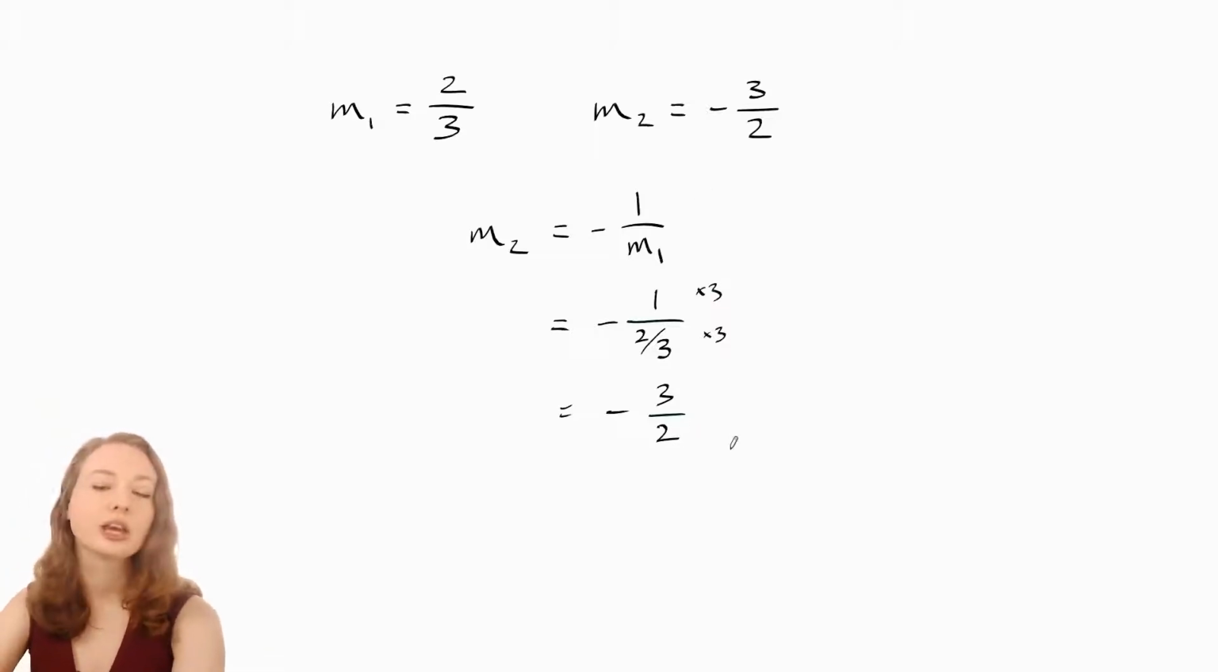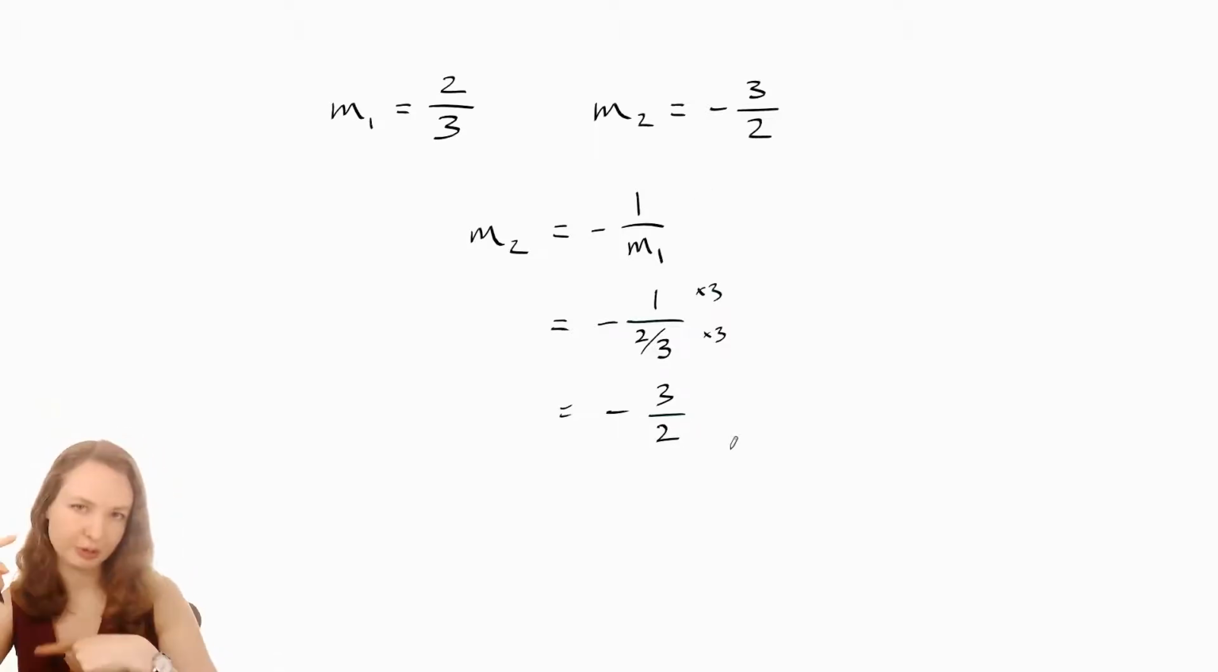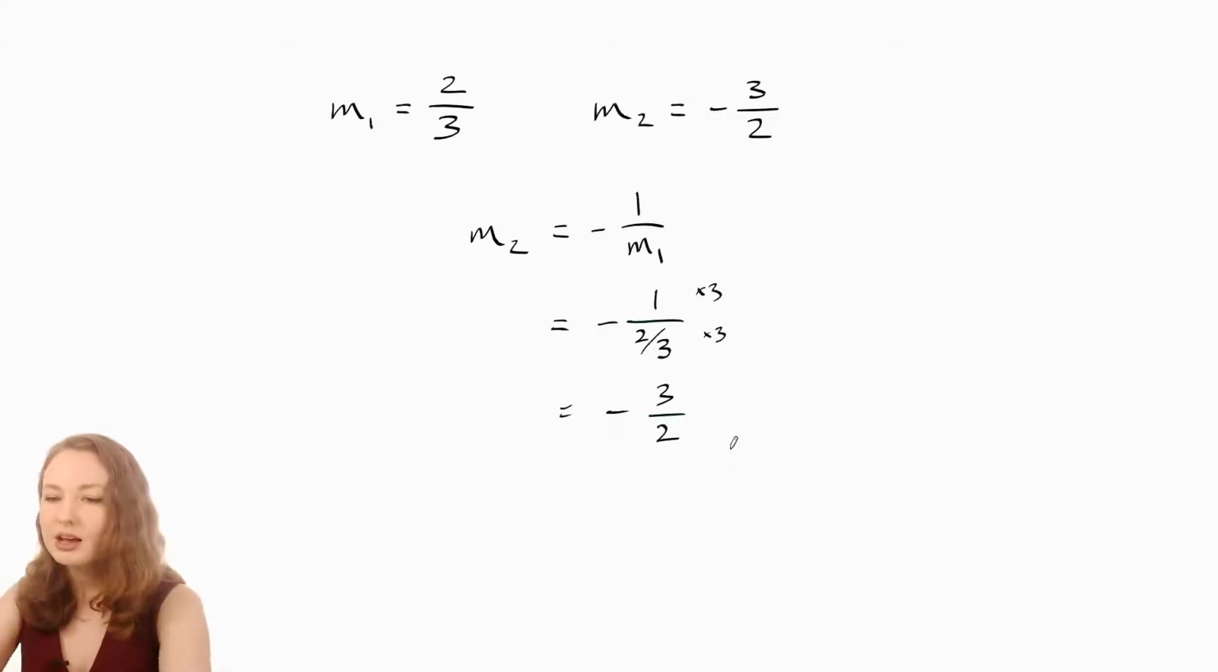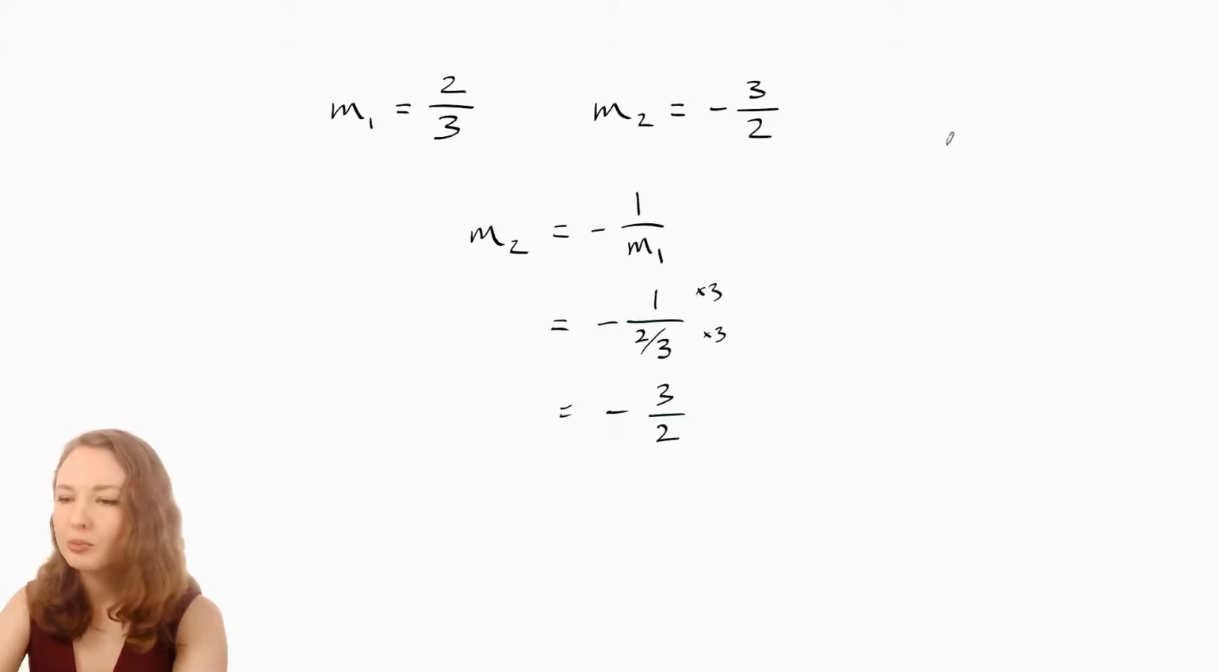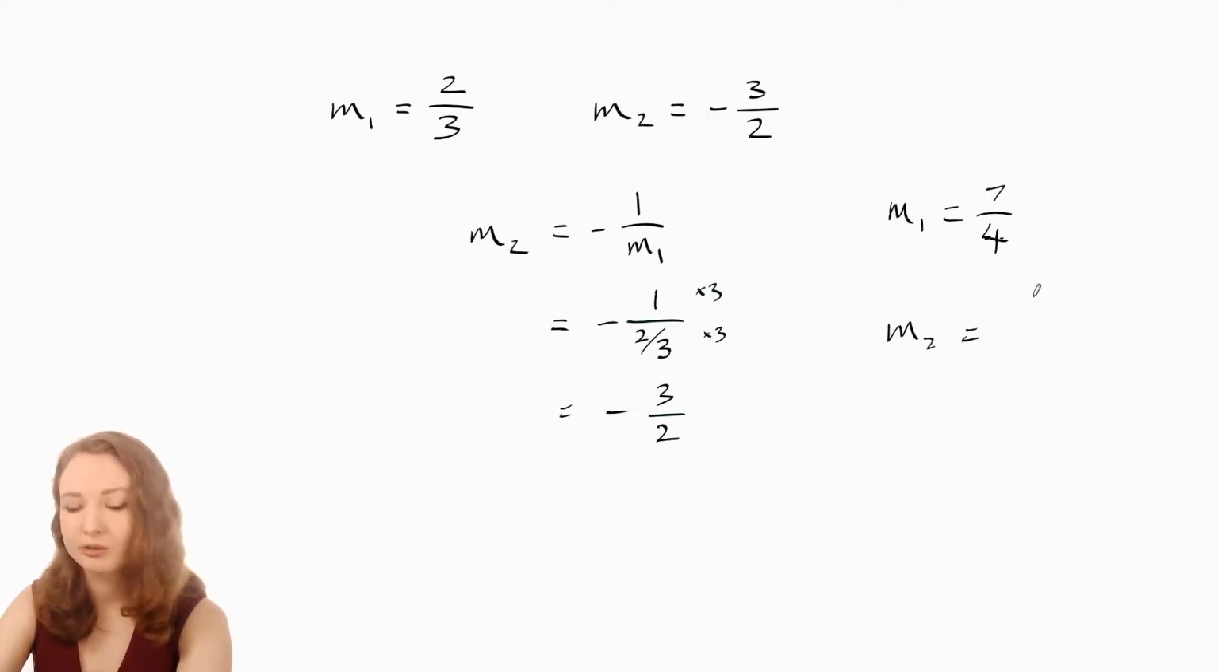And that's also called taking the reciprocal. That just means flipping the fraction upside down. So if m1 is a fraction like 7 over 4, then the slope of the line perpendicular to that one will be the negative reciprocal, so -4 over 7.